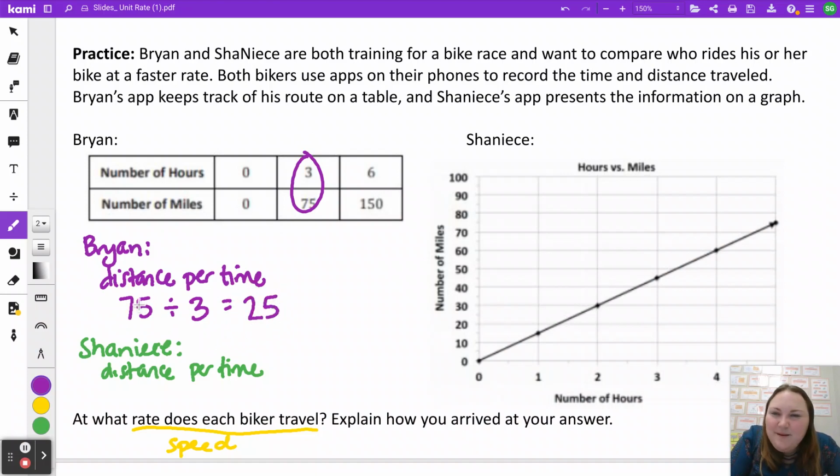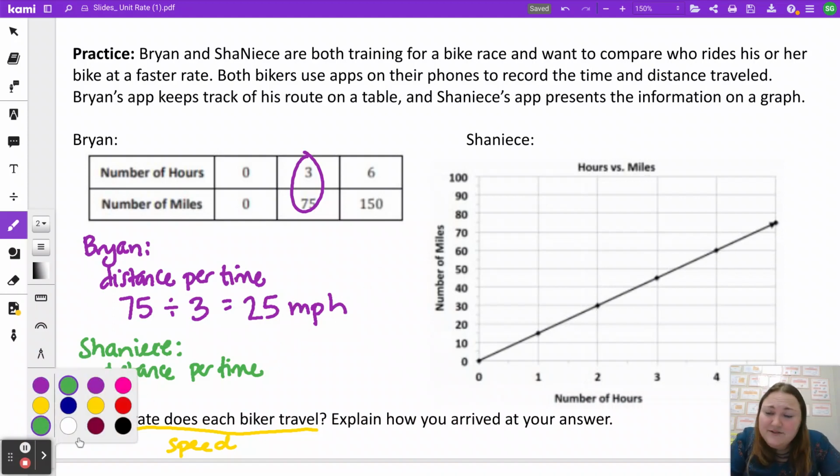What does that tell me about Brian? 25 is a speed. So I'm going to say he is biking 25 miles per hour. MPH, maybe you've seen it before, means miles per hour.